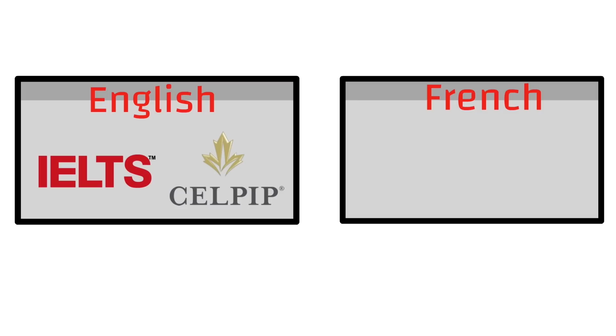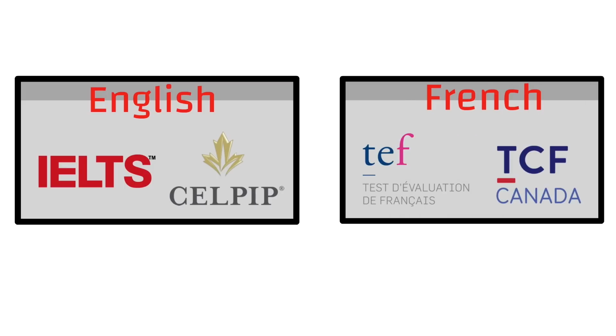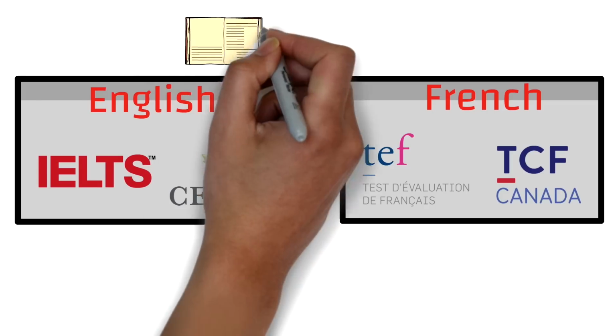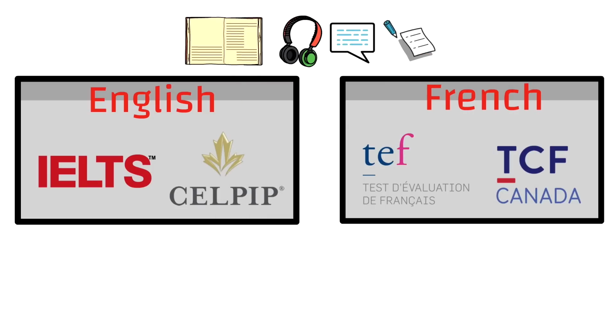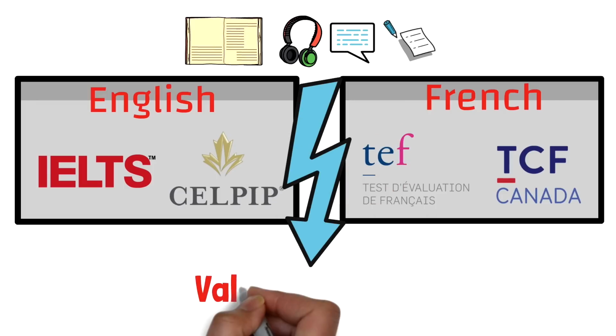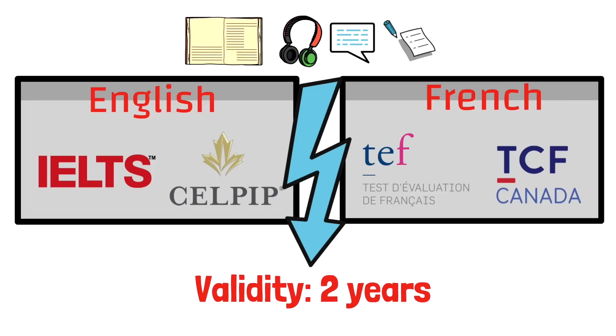Now talking about French, there are 2 different tests once again, TEF Canada and TCF Canada. Here you have to score a certain level of points or bands in each section. So you have to score some minimum level of points in reading, listening, speaking and writing. What is the minimum eligibility criteria and what is the good score that you should actually achieve? We'll talk all about that later in the video. The validity for these test results is 2 years. So if that 2-year time period has crossed, then you would need to appear for the test once again.